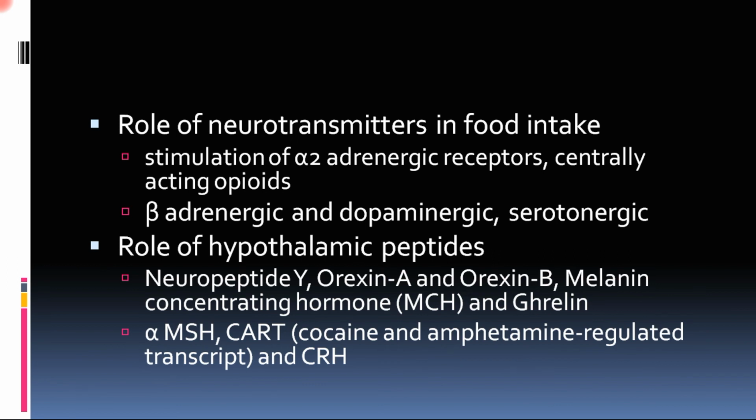So this is about half of the functions of the hypothalamus. The next half we'll be doing in the next class. Thank you so much.